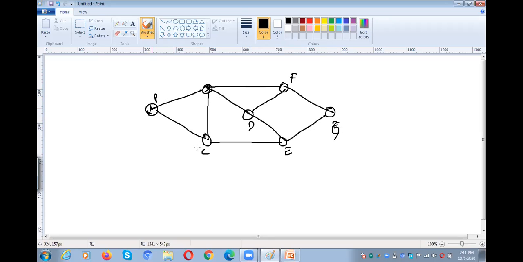Whenever a packet comes from this direction, it will forward the packet in every direction except this one. Again, whenever there is a packet coming from B, the D node will forward the packet to this direction and this direction. B already forwarded the same packet here. Again, F, whenever the packet comes from this direction, will forward the packet to this direction.